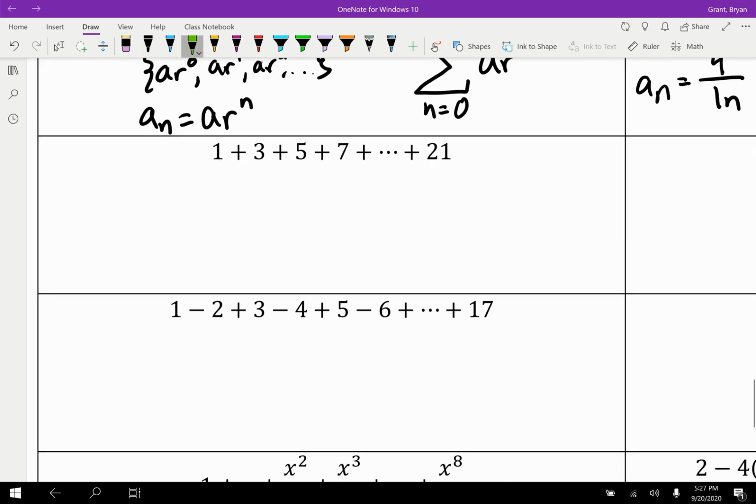Here it looks like we are adding 2 every time. Means my general term is going to have a slope of 2. But then if we replace n with 1, 2 times 1 is 2, not 1. I think we need to subtract 1 from here.